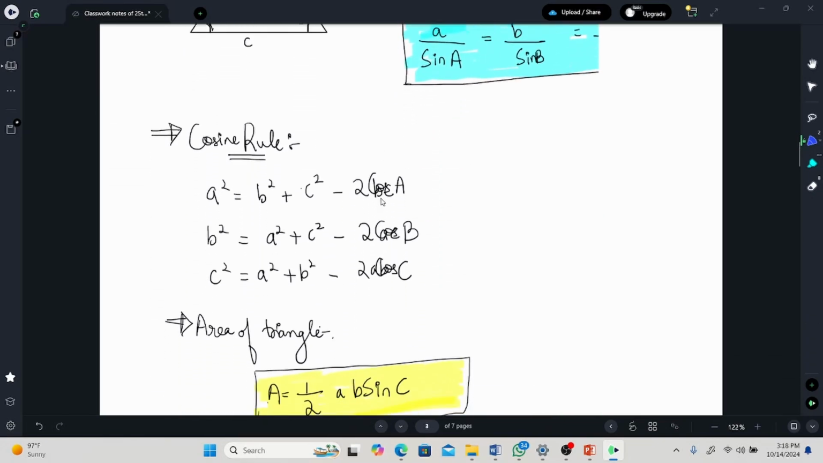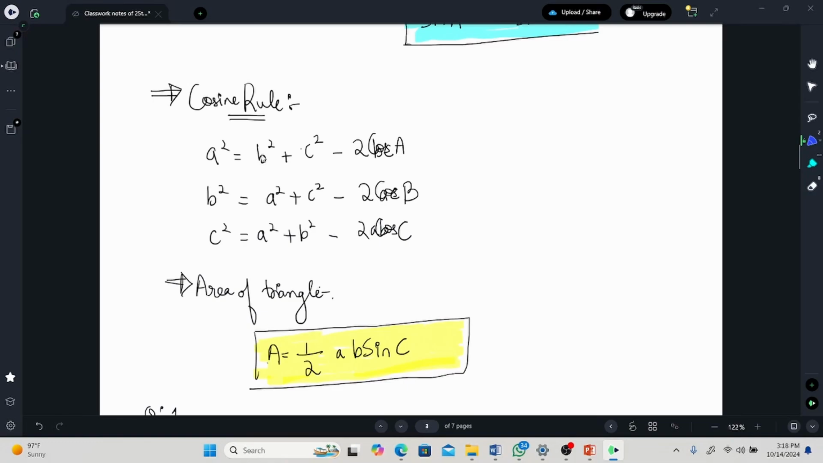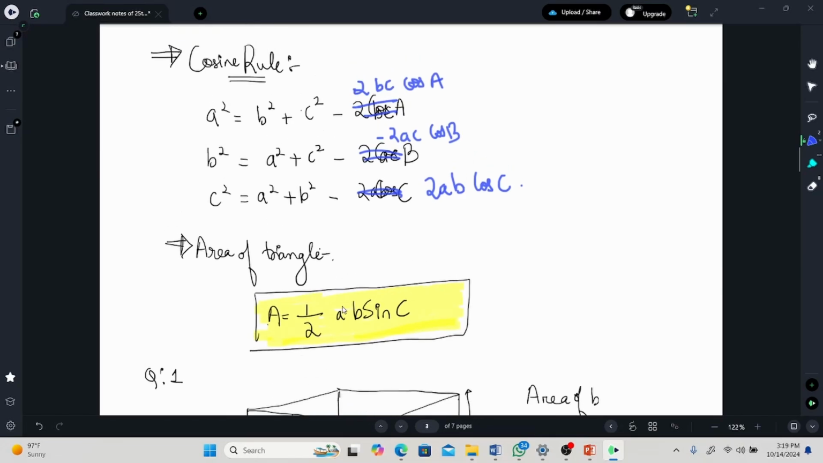Similarly, we have the cosine rule. For the same triangle, the cosine rule is a square equals b square plus c square minus 2bc cos A. Similarly, b square equals a square plus c square minus 2ac cos B, and c square equals a square plus b square minus 2ab cos C. This is the formula, and if it is not a right angle triangle, then the area is half AB sine C.